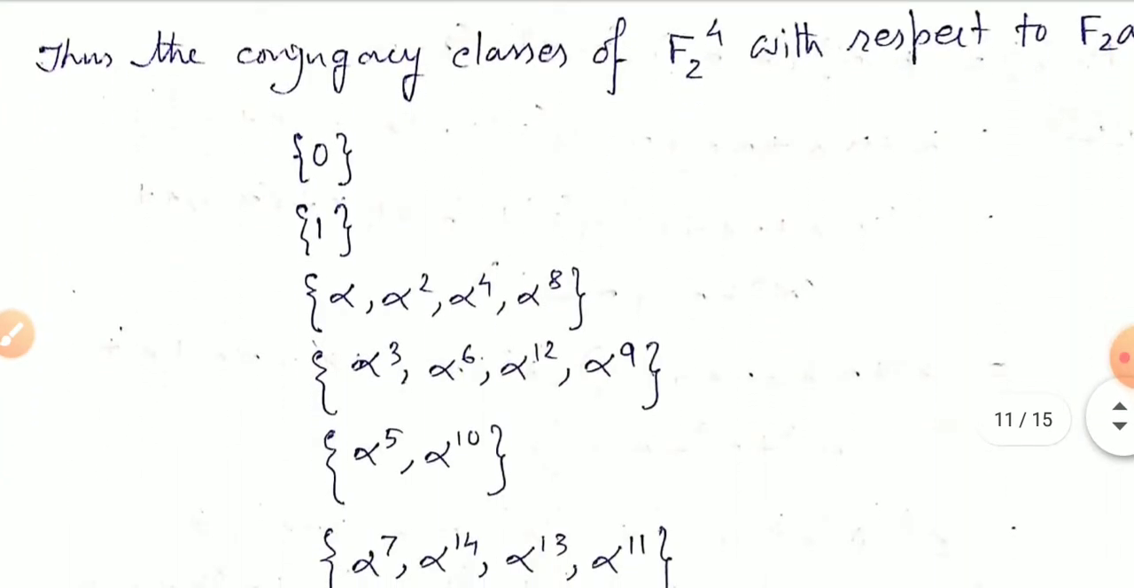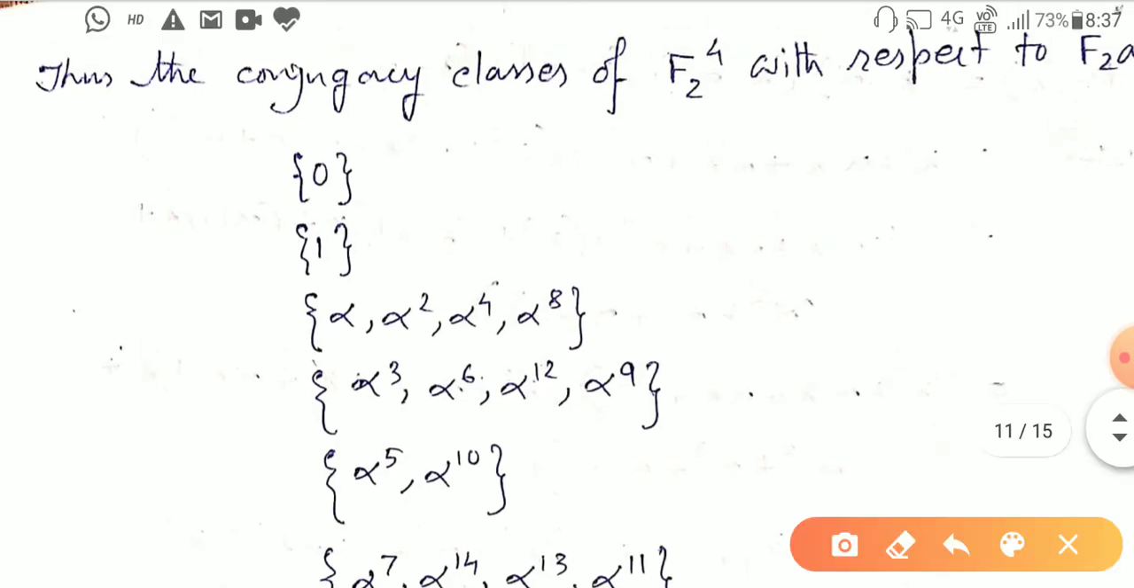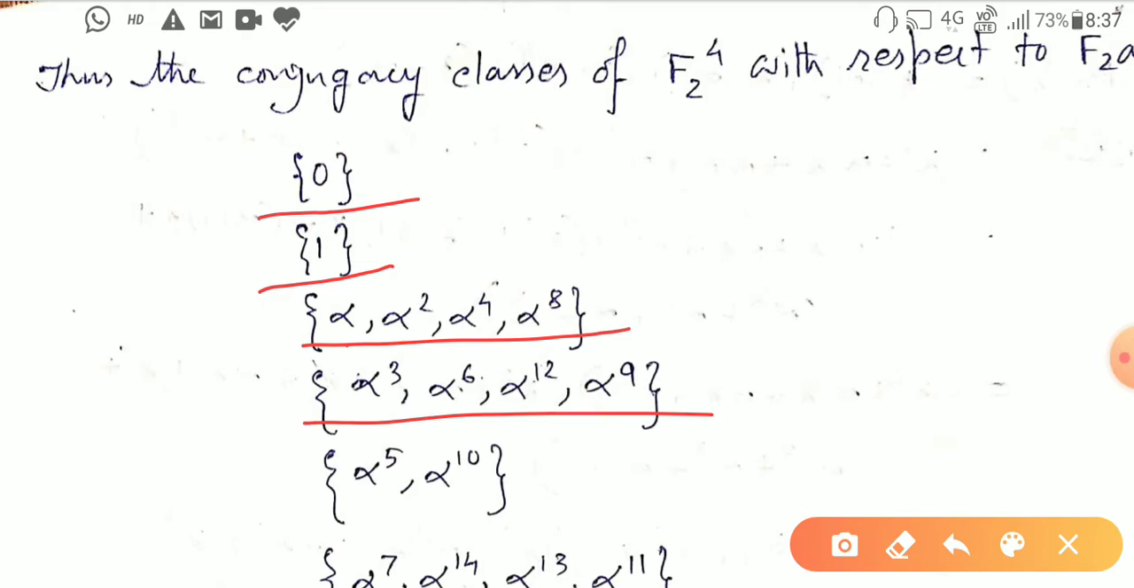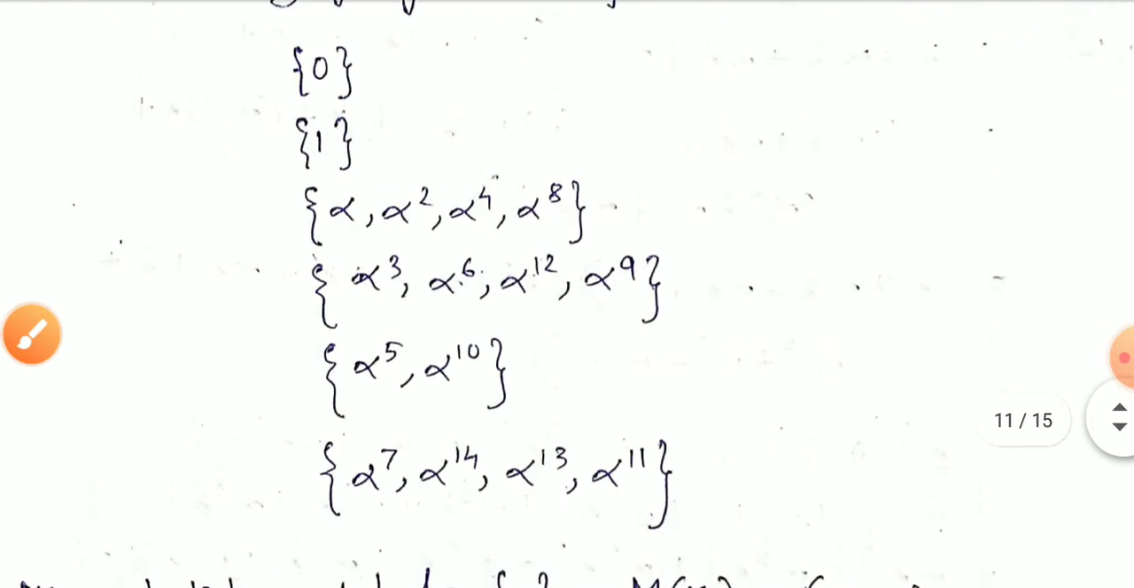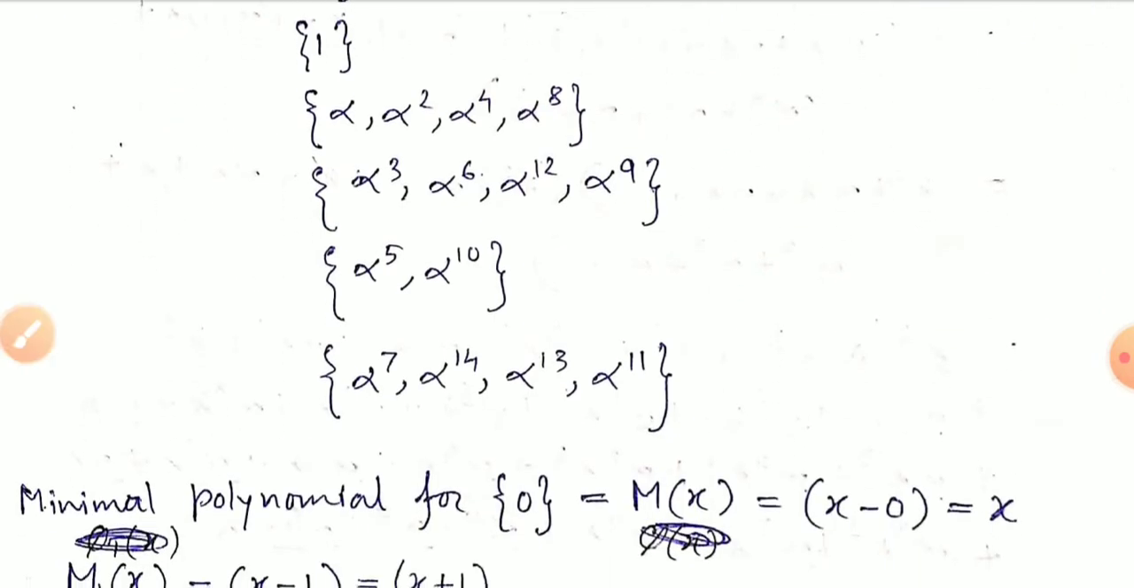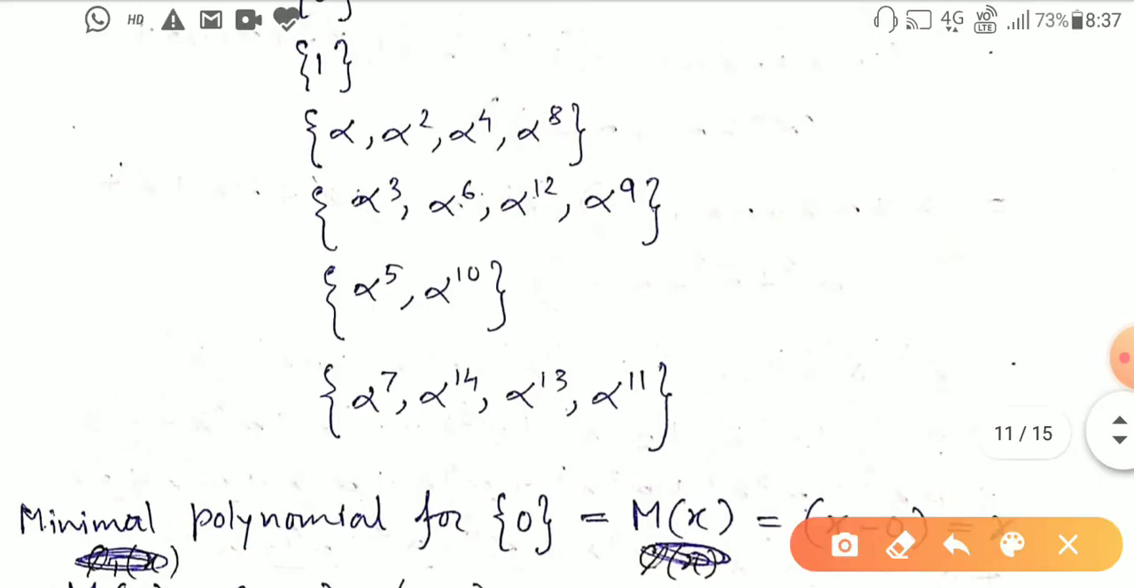Okay, so lastly we got the conjugacy classes. There is only the single element 0 class, and another class with only a single element 1. The third one is already done, this is alpha, alpha squared, alpha 4, alpha 8. The fourth class will be alpha cube, alpha 6, alpha to the power of 12, alpha to the power of 9. The fifth class will be alpha to the power of 5 and alpha to the power of 10, and the sixth class will be alpha to the power of 7, alpha to the power of 14, alpha to the power of 13, and alpha to the power of 11.